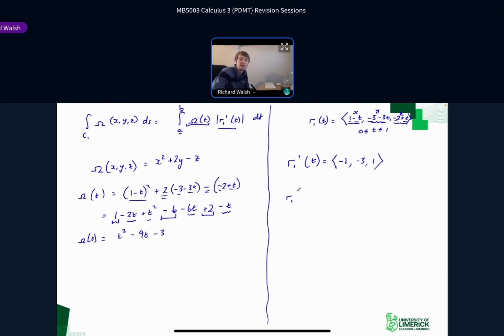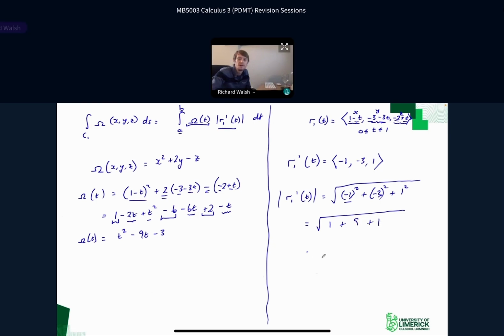And for my formula, I need the magnitude of that. So it's going to be the square root of all the components to be squared and added up. If you use a calculator for this stuff, make sure to put the negative numbers in brackets, because a calculator will read it as minus times 3 squared otherwise, and it'll give you minus 9. Just be careful around that. Minus 1 to be squared is 1, minus 3 to be squared is 9, and 1 to be squared is 1. So I get the square root of 11. So that's all the information I need for my formula.